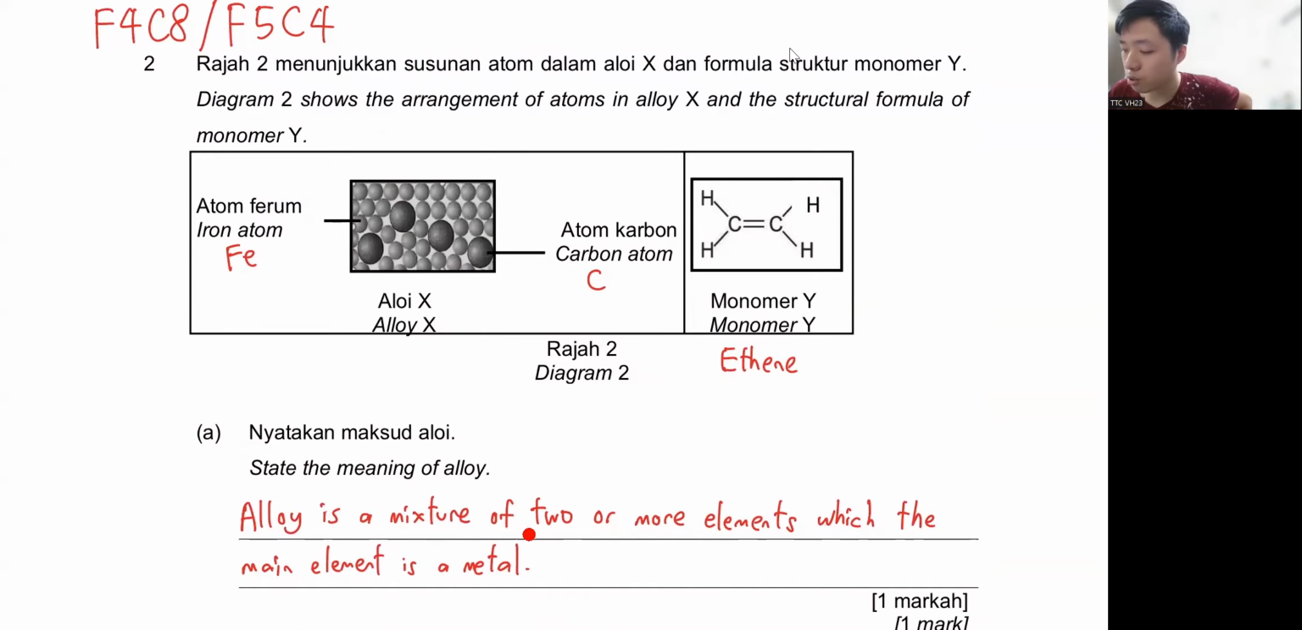Remember, alloy is a mixture of two or more elements, which means pure metal is actually one element. So an alloy is two, can be three, can be four, mixed together. But the main element is a metal. You have to listen to this one.